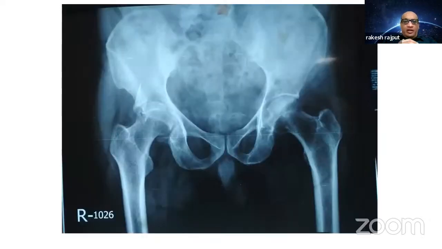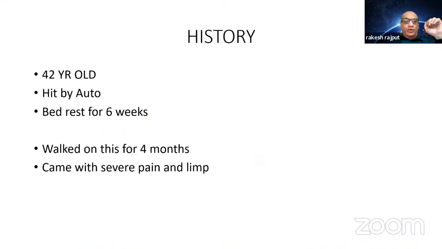So this is our case now. This is a young patient in his 40s who actually fell from his bike in an RTA about 4 to 5 months ago. Now, this injury was originally missed, but he was put on bed rest because of the severe pain, and then he was allowed to walk on it. So he walked on this for about 4 months, and when he presented to us, he was in severe pain. Even all his hip movements were so painful.